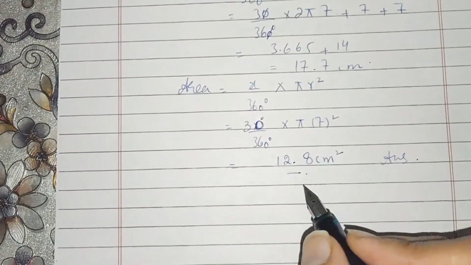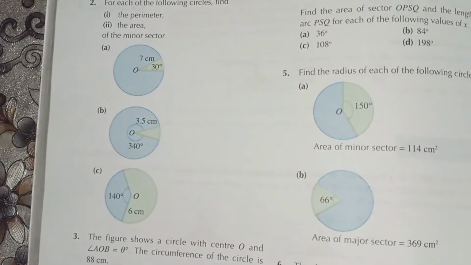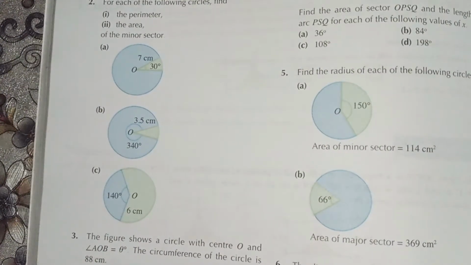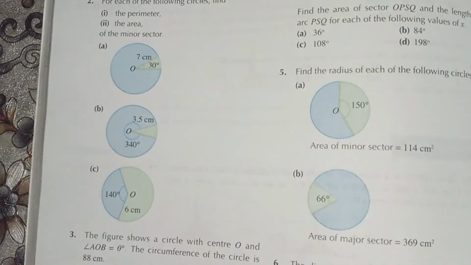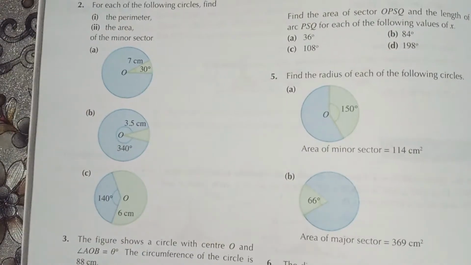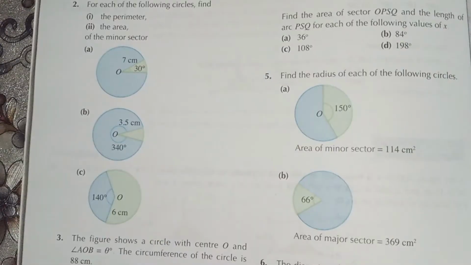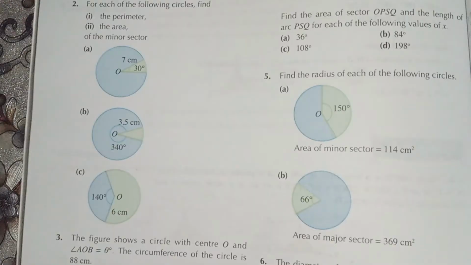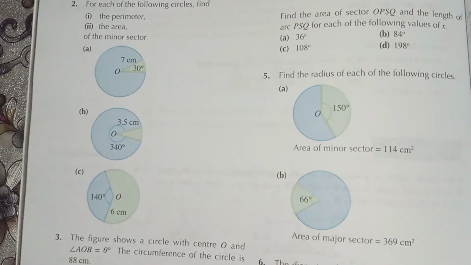Now it's solved. Now students, part B, you can observe that we have to find the perimeter and area of a minor sector, but the angle is not given to us. We can find that angle very easily by subtracting 340 from 360 degree, and we get 20 degree. Then we put these values in the formula of perimeter and area, and this question is solved.